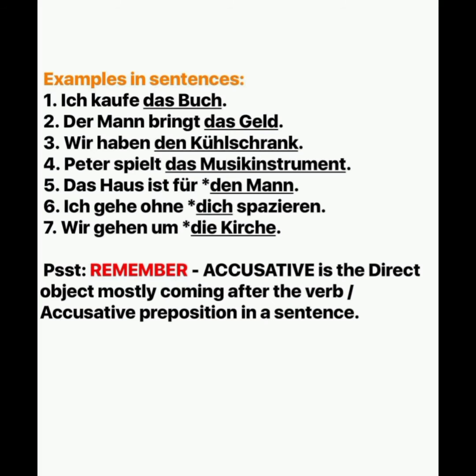Das Haus, the house, ist für. So you have the preposition für. Now für is an accusative preposition. So für den Mann. So the house is for the man. Ich gehe, I am going, ohne dich. I am going without you. I am going for a walk without you. Wir gehen um die Kirche. We are going around the church. So for those of you who still don't know about the articles, as I've said, please go ahead and check the video I did some time back on the articles, all right?